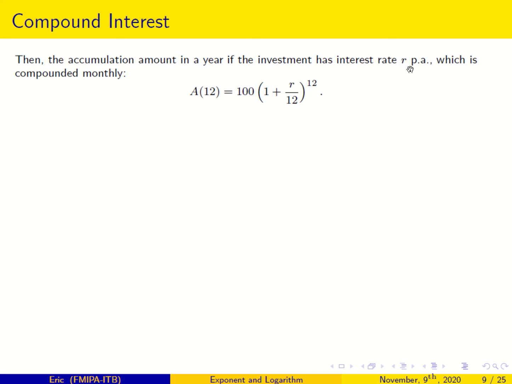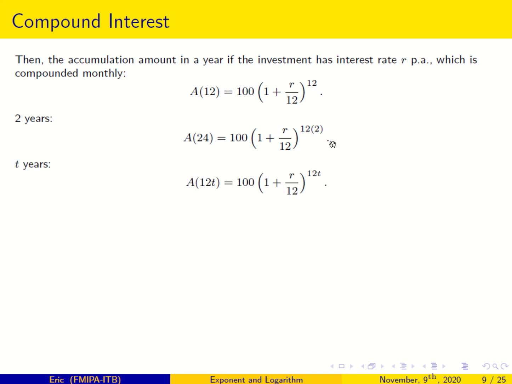If the interest rate is R% PA, per annum, per year, which is compounded monthly, the accumulated amount after 12 months will be given by this. After 2 years, will be given by this. This is the same, but it is compounded 24 times. Why? 2 years, 12 months a year, so 12, 24. If t years, 12 times t. Okay, so the interest is compounded 12t times.